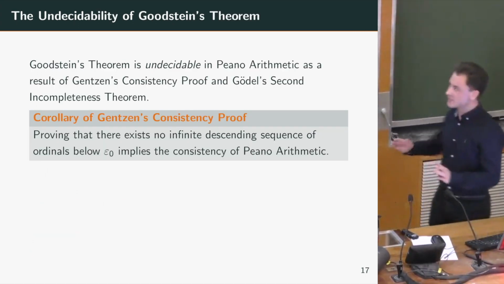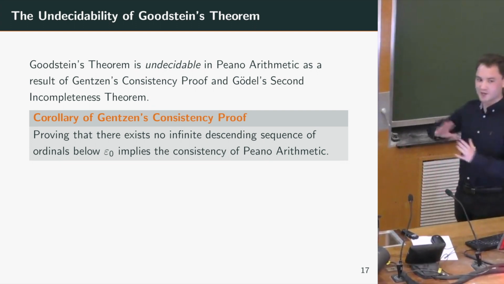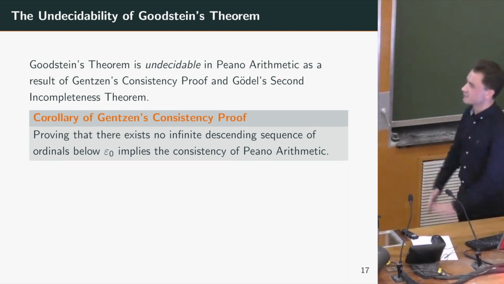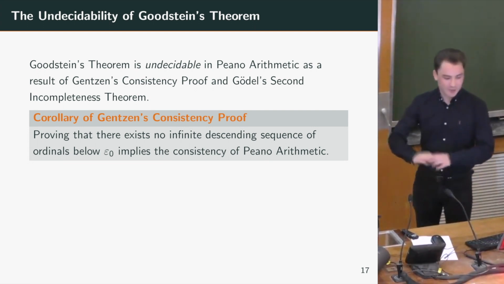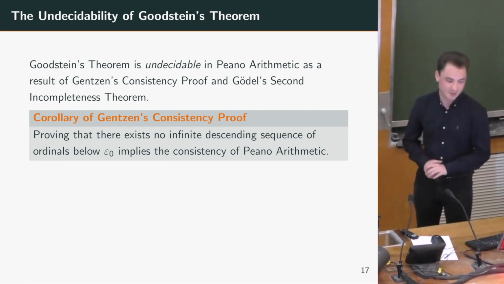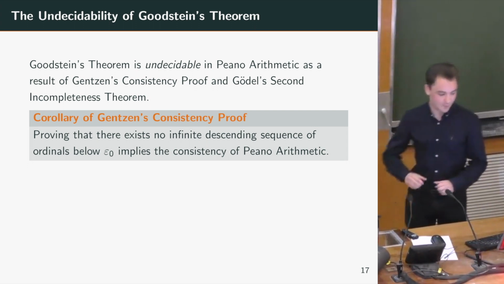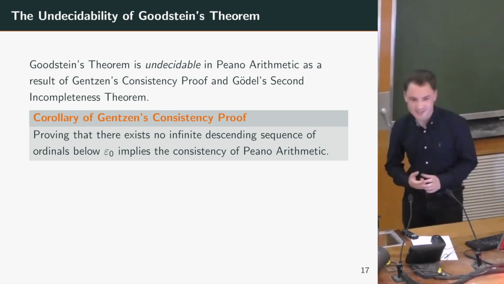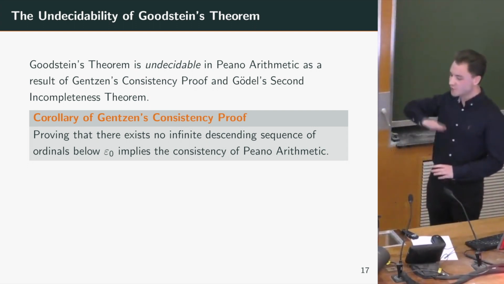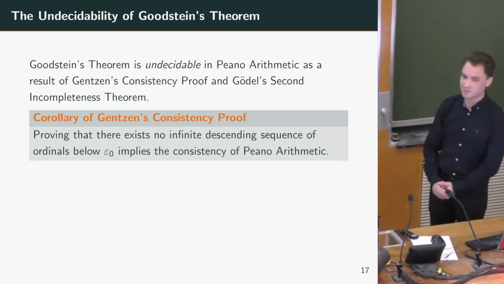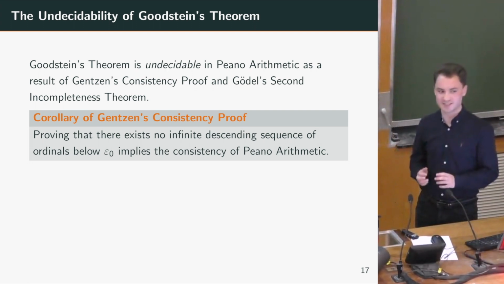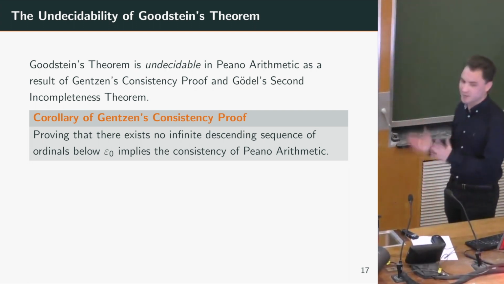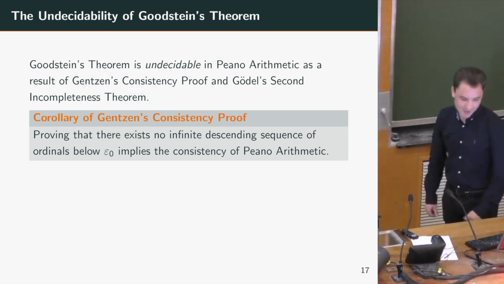So there was a consistency proof of Peano arithmetic given by a mathematician called Gerhard Gentzen, and he essentially put it down to saying that if we can prove there exists no descending sequence of ordinals below epsilon naught, then it implies the consistency of Peano arithmetic. And you may recognise that. We used that to prove Goodstein's theorem, and it was actually shown by a couple of mathematicians in the 80s, Paris and Kirby, that you need to be able to show that to prove Goodstein's theorem.